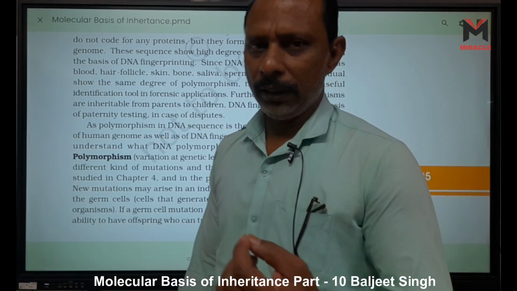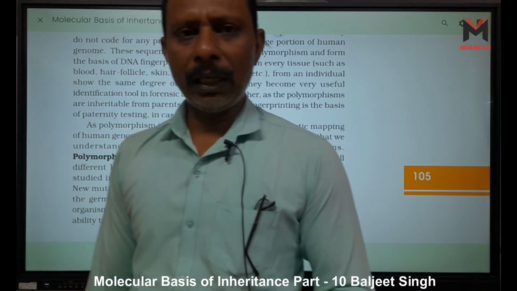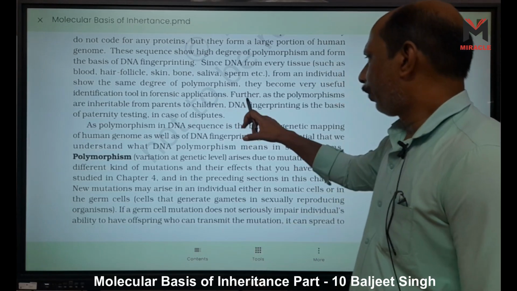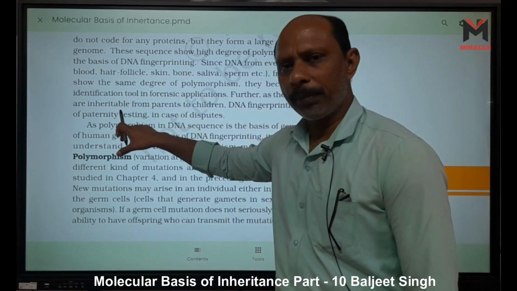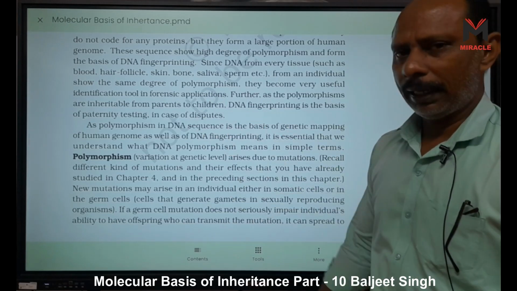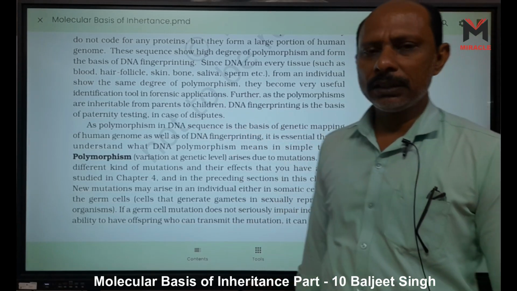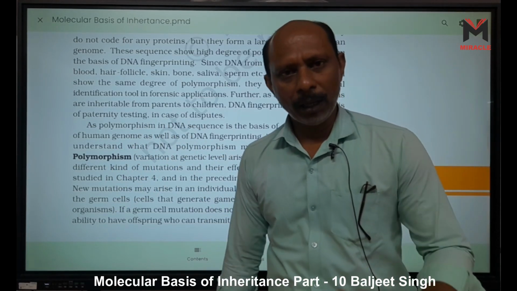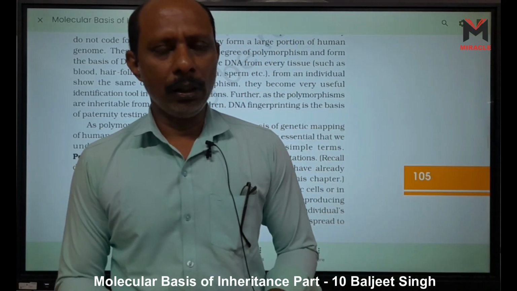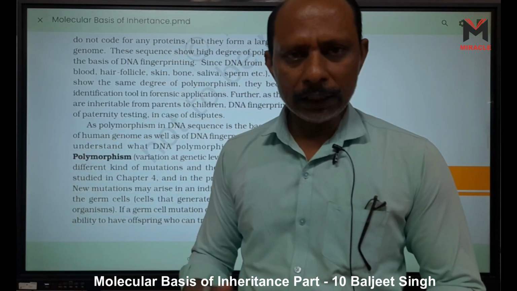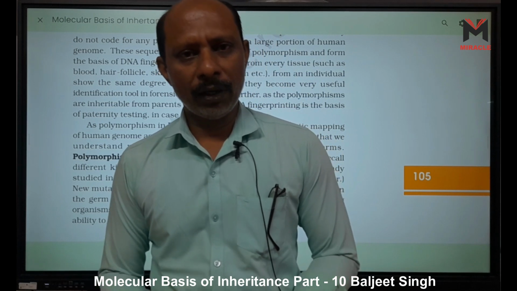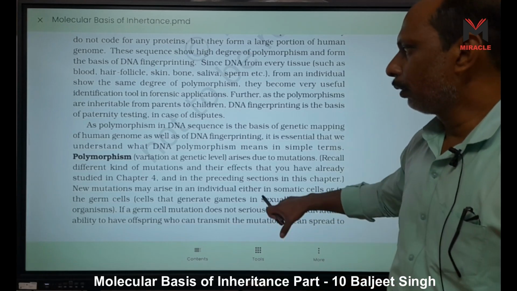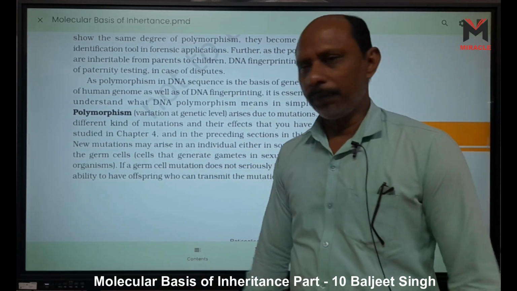We can get DNA from any cell of our body, and we have the same type of minisatellites and microsatellites. Further, as polymorphisms are inheritable from parent to offspring, DNA fingerprinting is the basis of paternity testing in case of disputes. Sometimes you see news in which a dispute is there about who is the biological father or biological mother, mostly the biological father, for the property and its distribution.